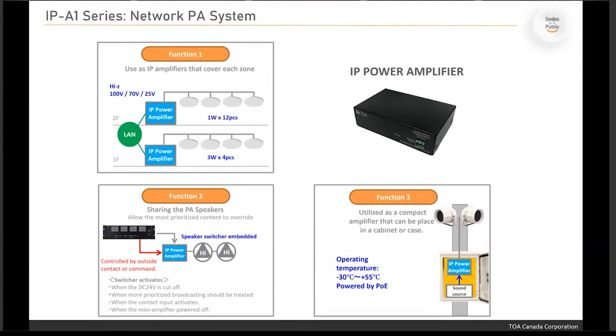The third function is using the IP power amplifier as a standalone amplifier. So in case we have passive analog speakers and we have a music source, we can connect this through the line input and use this IP power amplifier as a standalone mini amplifier.